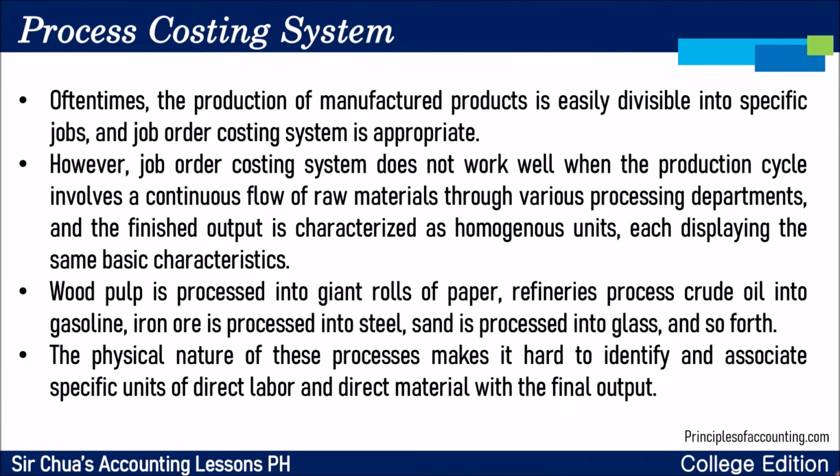Na ang nangyayari po, dumadaan siya from one process to another department, and to another department. So basically, yung mga ganun pong setup, medyo mahirap pong i-apply ang job order costing system. For example, wood pulp is being processed into giant rolls of paper. So yung mga giant rolls of paper na yun, halos pare-pareho naman yun na itsura, di ba? Refineries, nagpa-process ng crude oil into gasoline, iron ore, making it into steel, sand is being processed into glass. Yung ating milk and other ingredients nagiging ice cream.